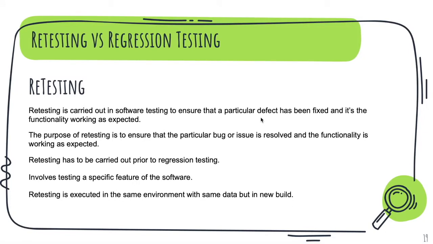Now we will see what is retesting. Basically, retesting is carried out in software testing to ensure that a particular defect has been fixed and the functionality is working as expected. So the purpose of retesting is to ensure that a particular bug or issue is resolved and the functionality is working as expected. Retesting has to be carried out prior to regression testing. So keep in mind, before doing regression testing, we need to do retesting.